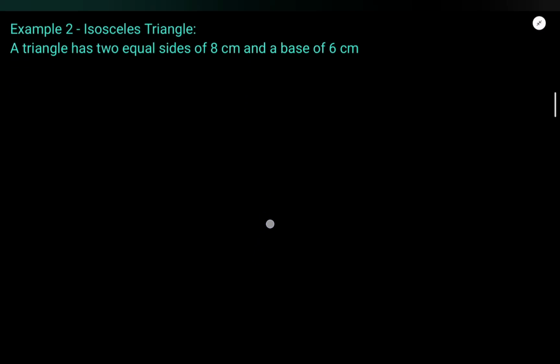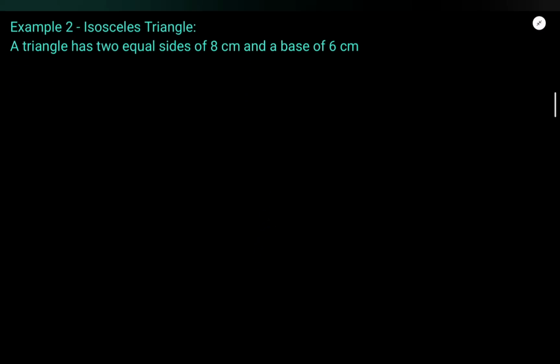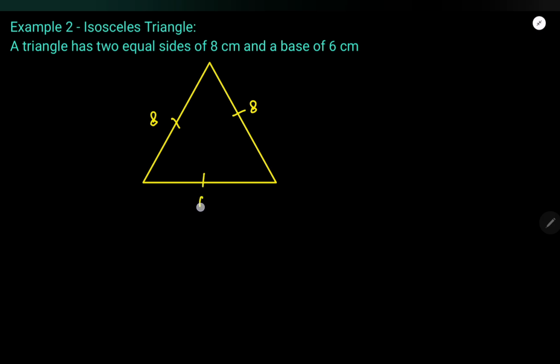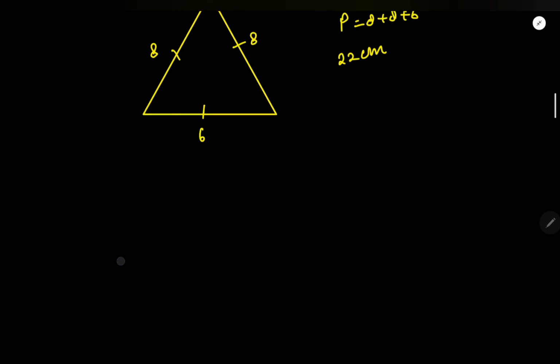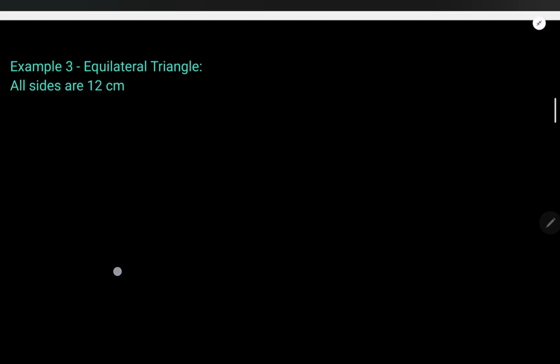Okay, here you have an isosceles triangle. A triangle has two equal sides of 8 centimeter, right? Suppose I take this 8 centimeter and this is 8 and 8, and the base is 6. Now they are saying find the perimeter. So 8 plus 8 plus 6 is equal to 22 centimeter. You will write it here. Perimeter is equal to 8 plus 8 plus 6, right? So for perimeter you just need to add the sides, right?